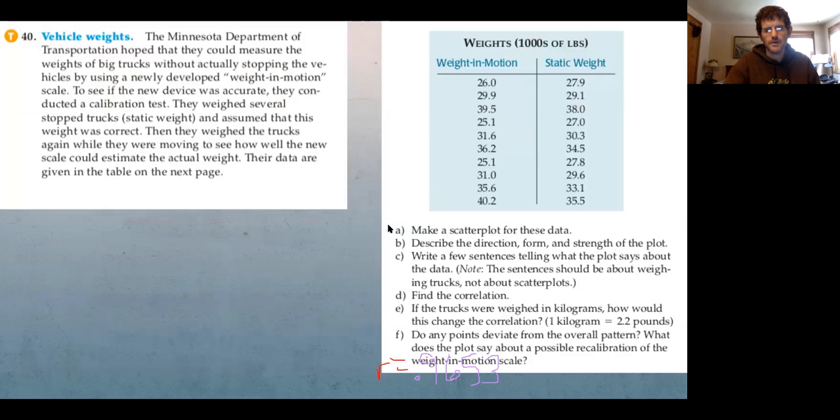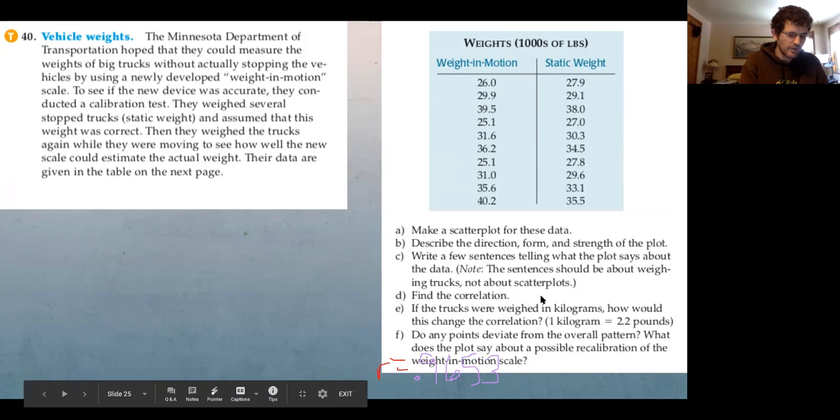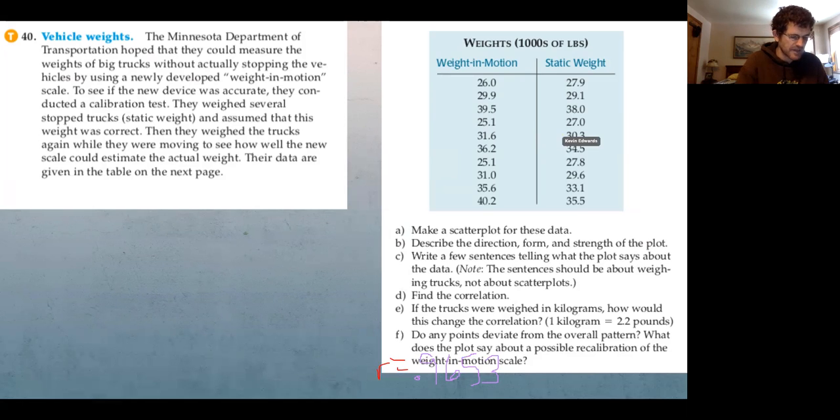Now we have these numbers. We made a scatter plot. We could describe the direction, form, and strength of the plot. So if you look at your scatter plot again, and to get back to it, you don't have to do anything except hit zoom and 9. And you should pull up that scatter plot again. So how would you describe, and you can just verbally real quick, tell me how you would describe this scatter plot.